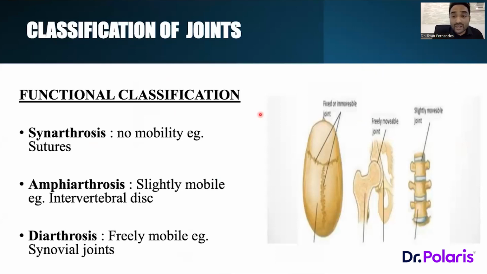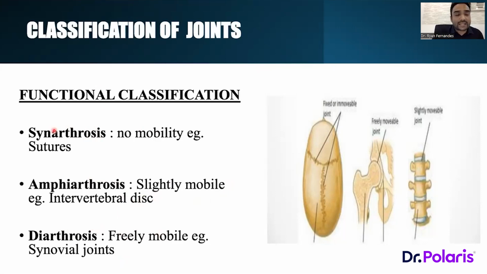Remember that there is a functional classification of joints. They are called synarthrosis, amphiarthrosis, diarthrosis. Very simple. Synarthrosis, no mobility of the joint. For example, the sutures of the skull, they are not going to move, so they are known as synarthrosis. Then coming to amphiarthrosis, where it is slightly mobile. Example is intervertebral disc. And diarthrosis, freely mobile joints, and that is synovial joints.